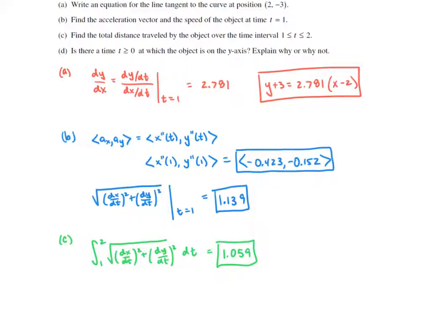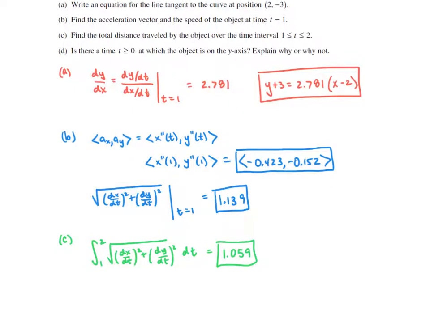Okay, often with particle motion, usually it's the last part or last parts, but usually there's some sort of twist or turn along the way. And in part D, we have a little bit of a twist and turn in terms of how they're asking things, and it's a little more complex. It says, is there a time greater than or equal to 0 at which the object is on the y-axis?